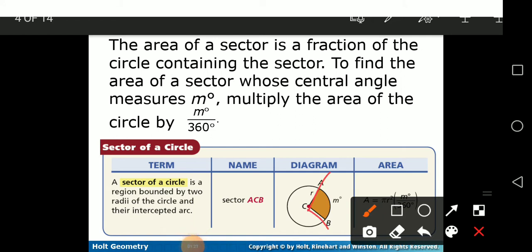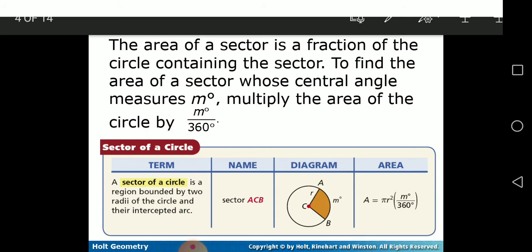Okay guys, and what else? And their intercepted arc. So this is its arc. I have here the arc AB. This is called the sector ACB. I want to know the area of the sector.